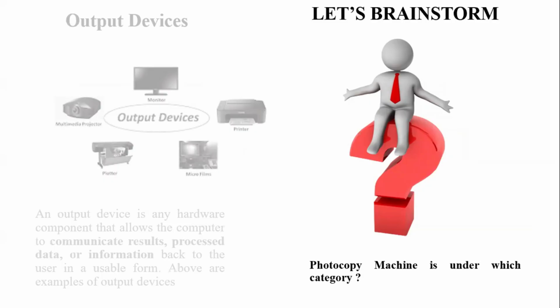So now, let me ask you a little question. Let's brainstorm ourselves. A photocopy machine, which category does it fall under? Is it an input device or an output device? Output device. Okay, output device. What about the keyboard? Keyboard is also an output device.